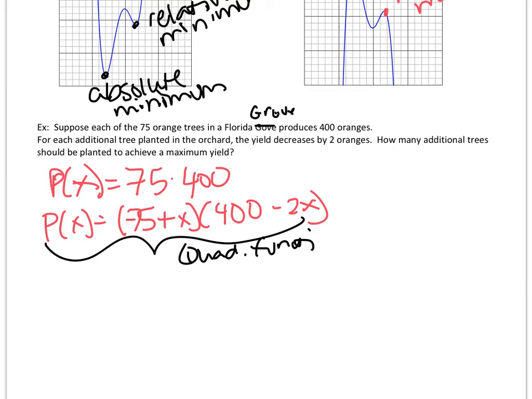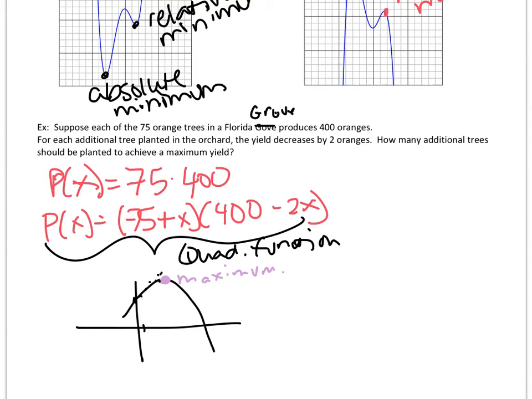If you were to stick this function, and this is a calculator prompt, into the calculator, you're going to get a function that looks like this. And the part you would need to find is your maximum, because you're basically starting out here, and you can afford to add a couple before and lose a few to still yield a maximum crop.